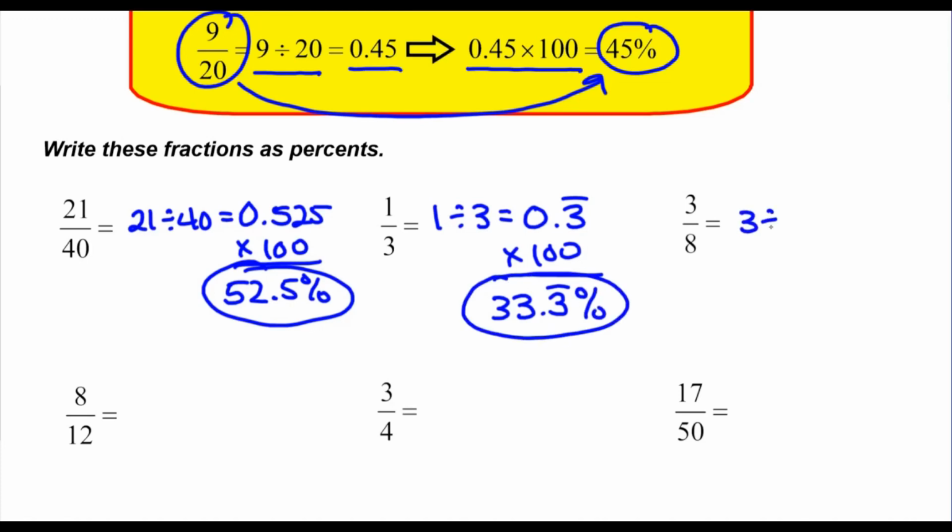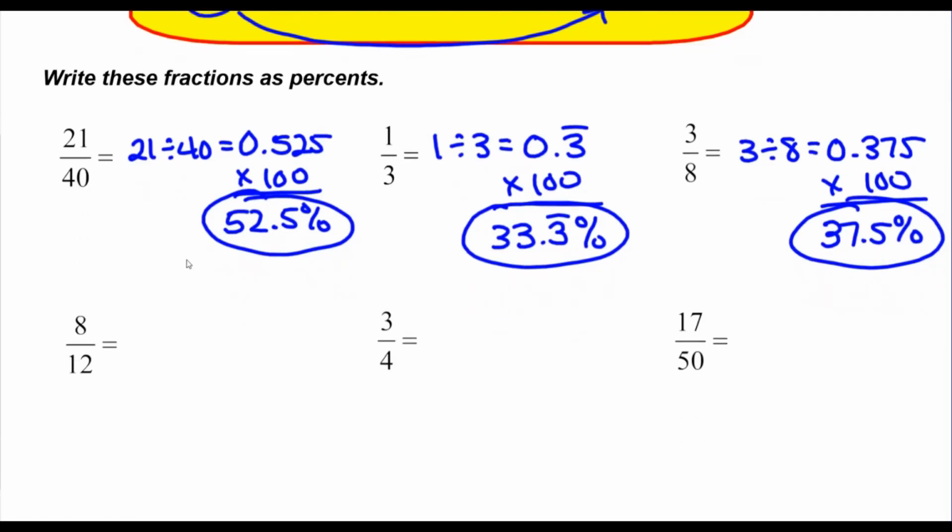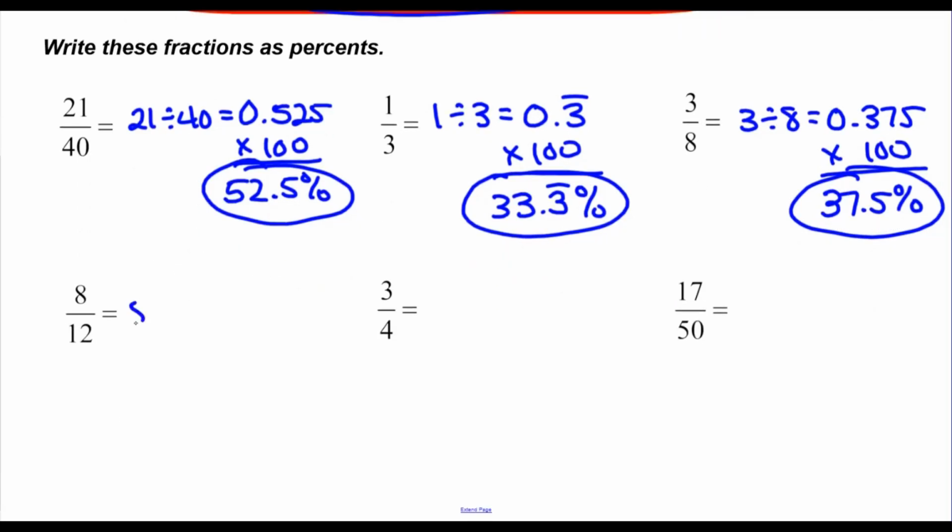3/8 is 3 divided by 8, which gives me 0.375. And I take that times 100, I get 37.5%. Always remembering to put the percent symbol on those when I convert them to percents. 8/12, 8 divided by 12 would convert that to a decimal, which is 0.6 repeating. And if I take that times 100, I get 66.6 repeating percent.